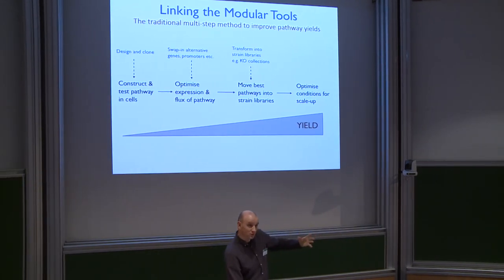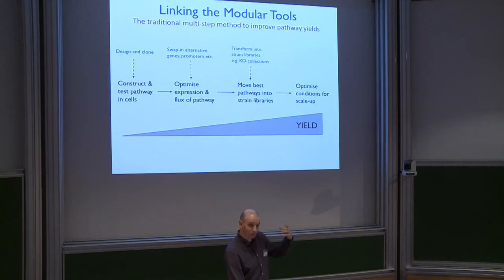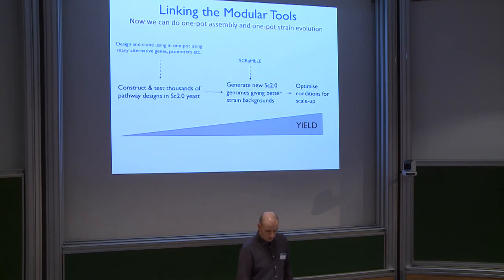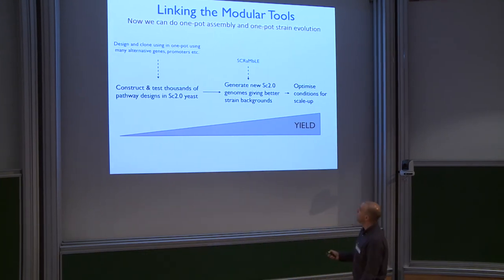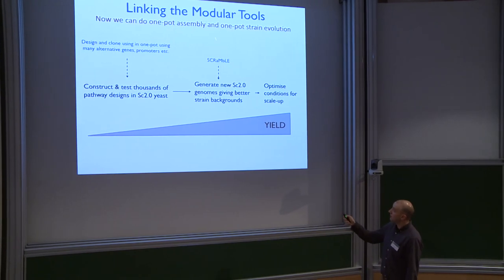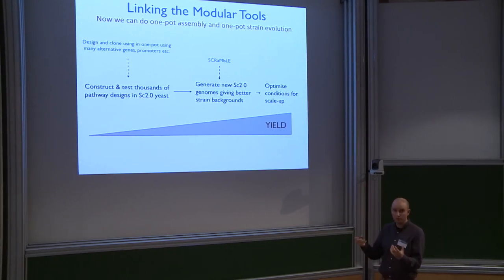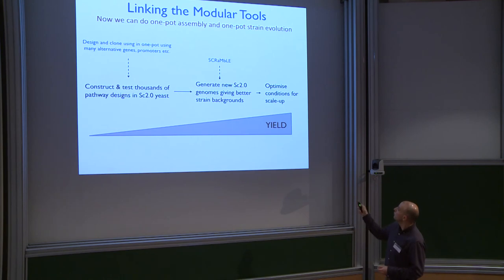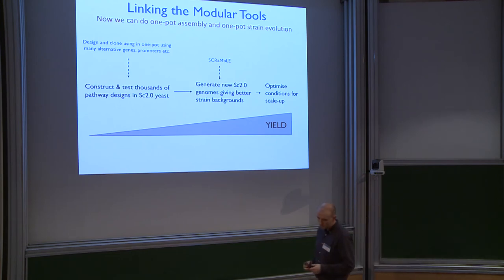And so all these tools, the modular DNA assembly with promoter libraries, part libraries, plus the synthetic yeast, can really narrow this down so that this whole process can all be done. So you can have one pot assembly of many thousands of versions of a pathway, and you can have one pot strain evolution so that your best pathways here can then be just scrambled so that all of these different strains are created in the same pot, and you can then look for those as long as you've got a good selection system, and you can go straight up to optimizing conditions to get your better yield.